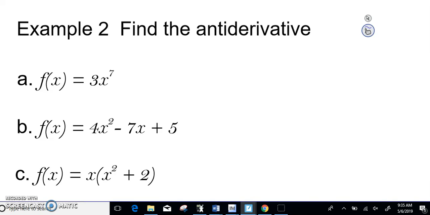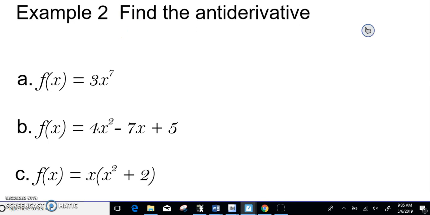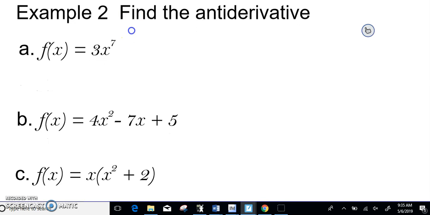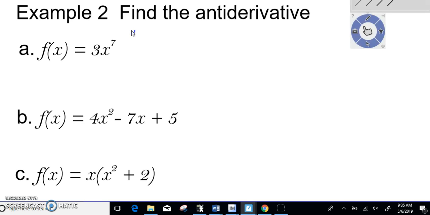All right, so here again is our last example, example 2, and we're going to find the antiderivative using the rules that we just talked about in the last video. So here, we're going to be dealing with each one of these rules. And so here we know we have the constant multiple rule happening in A.